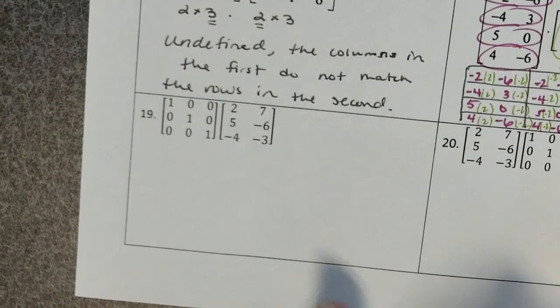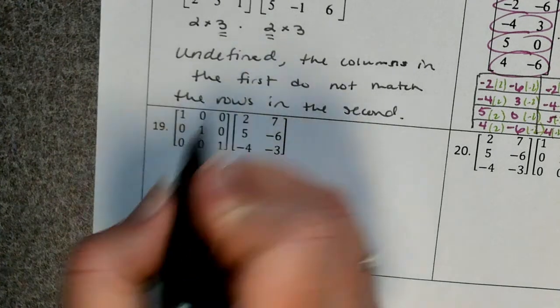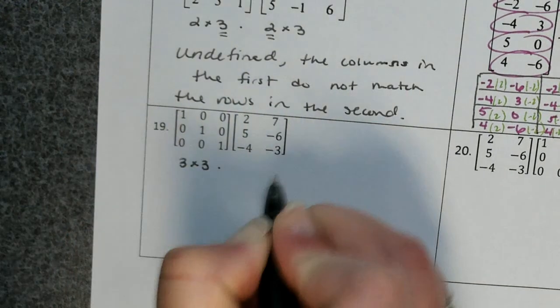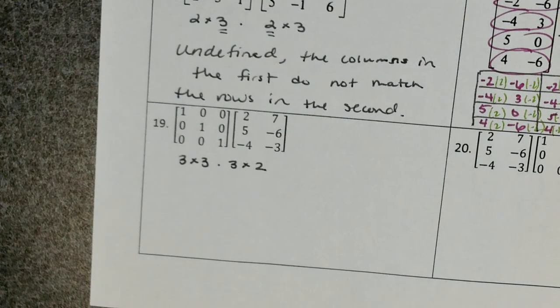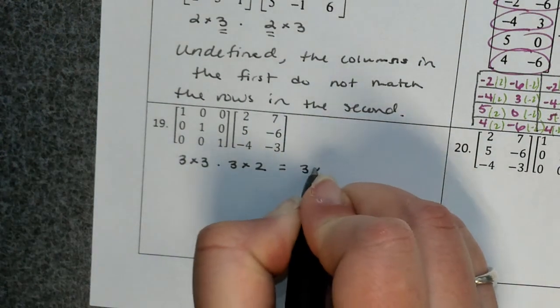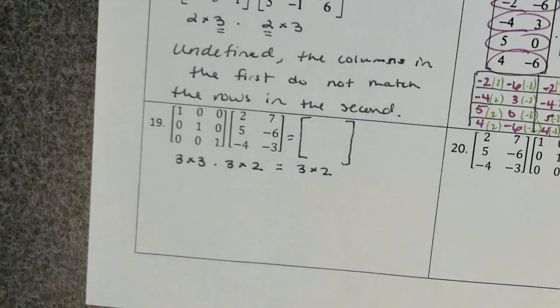Number 19, can we multiply these? We have a 3 by 3 times a 3 by 2. What's our answer going to be? A 3 by 2. I know this answer without doing any work. Why? I can go and do the work. What, one of you? Go ahead.